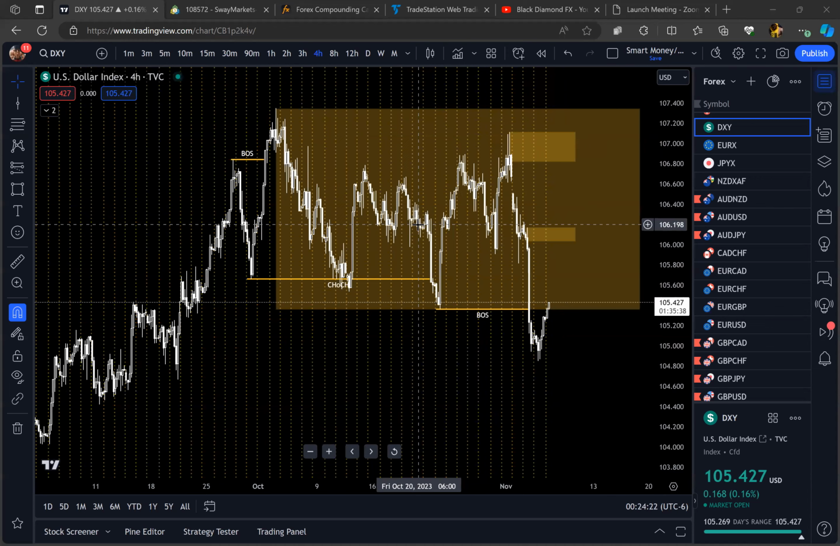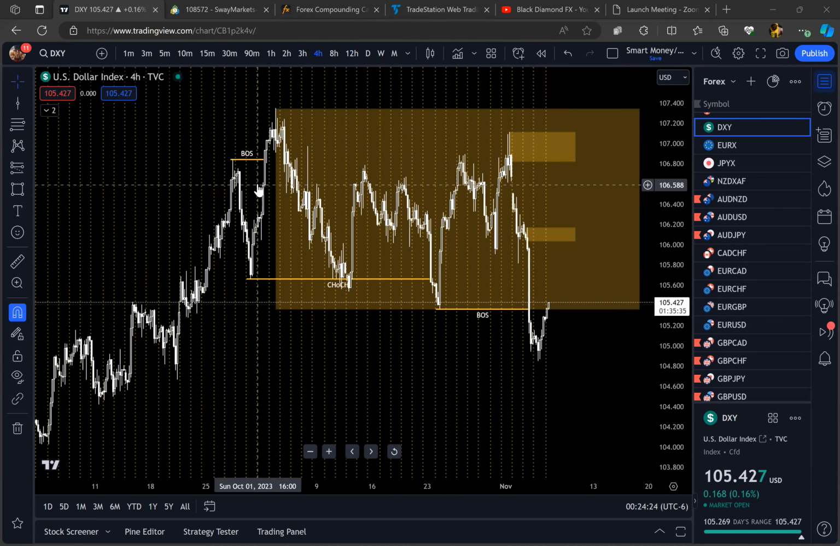All right. And why do I say we're in a downtrend? You can see we have our last break of structure right over here, created the high, came down and broke this low, gave us that change of character.